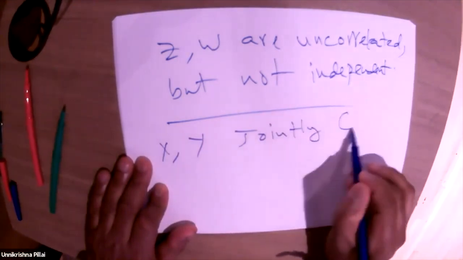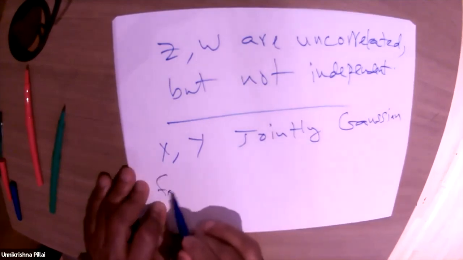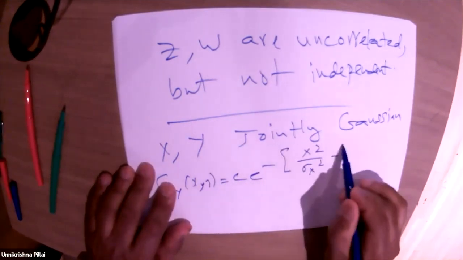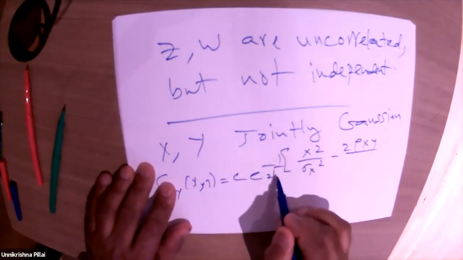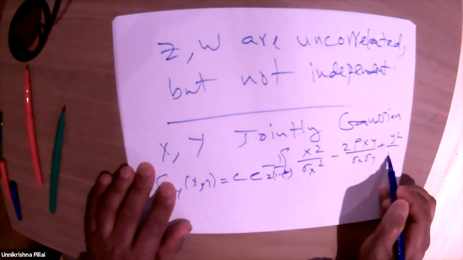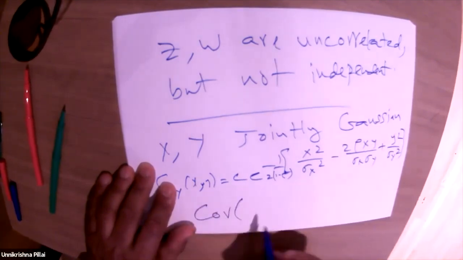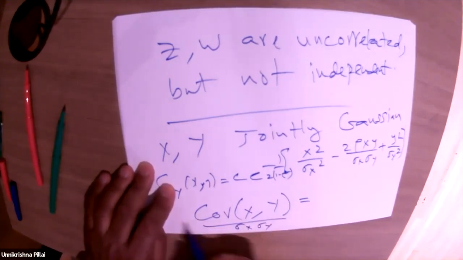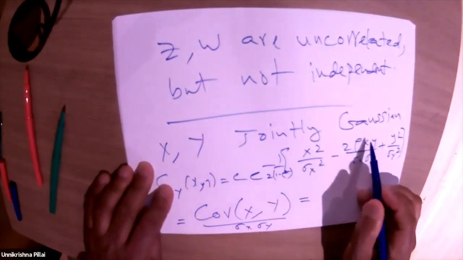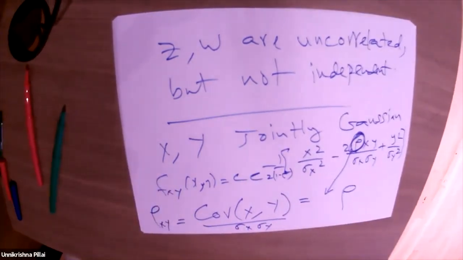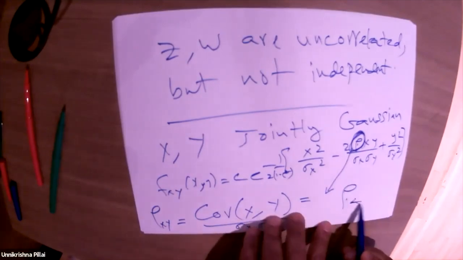See, if X and Y are jointly Gaussian, I will write it quickly here. So the joint density function is some constant e raised to minus x squared over sigma x squared minus 2 rho xy over sigma x sigma y plus y squared over sigma y squared. I'm putting means to be 0. If you find the covariance of XY, if you go home and use the expression, the rho xy will turn out to be this number. But you have to do some work. You have to find out the covariance and then divide by sigma x sigma y. Whatever is appearing here will be the correlation. So this is the correlation coefficient.